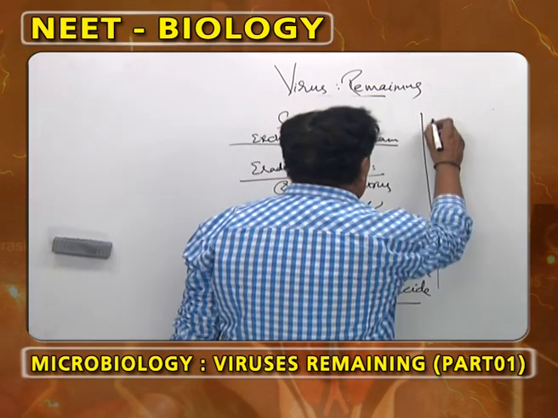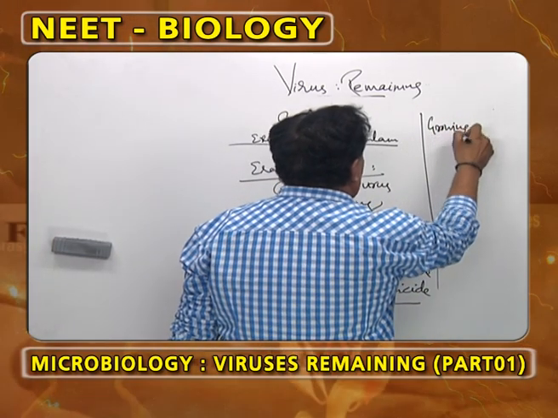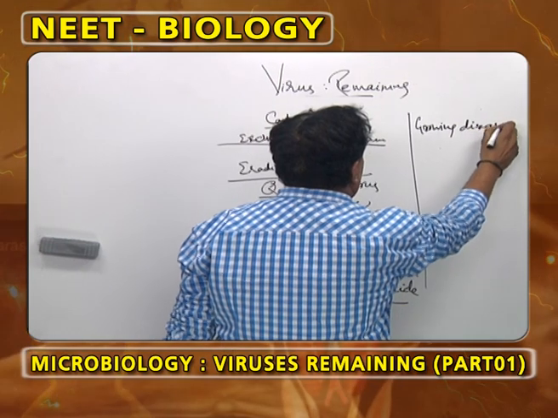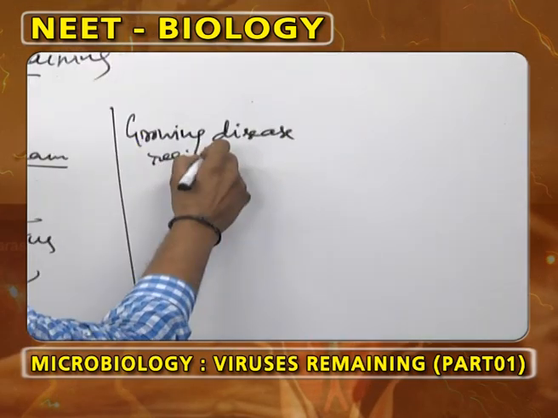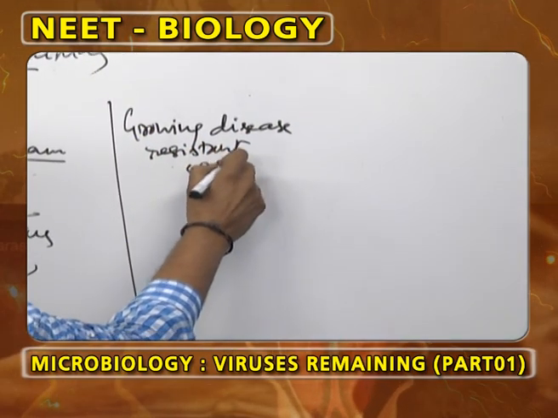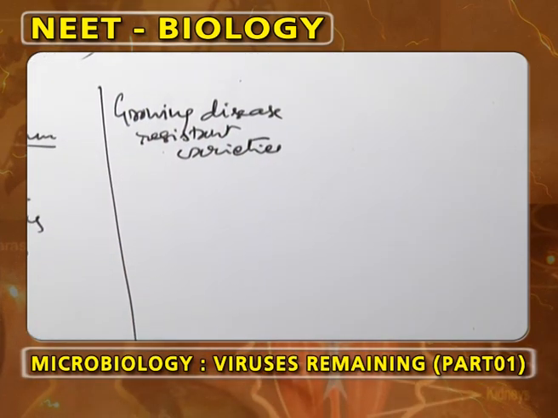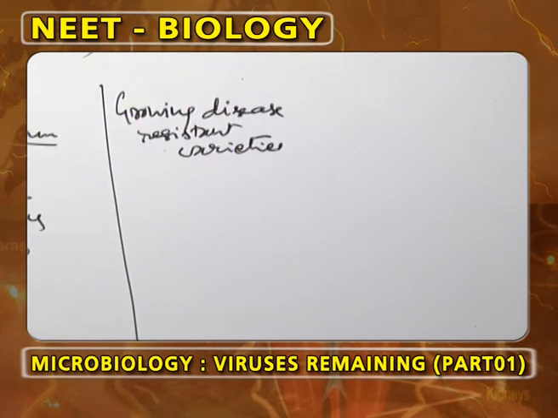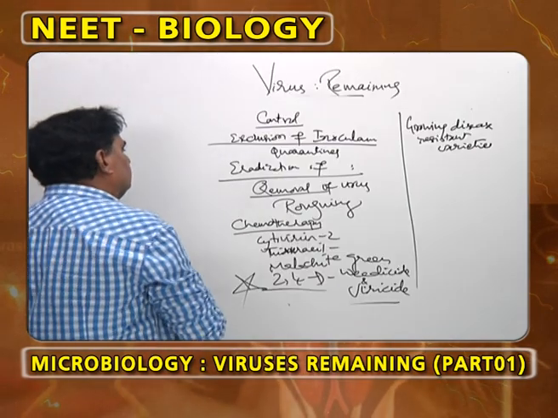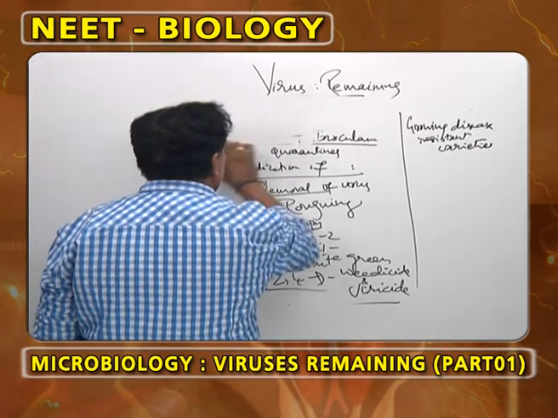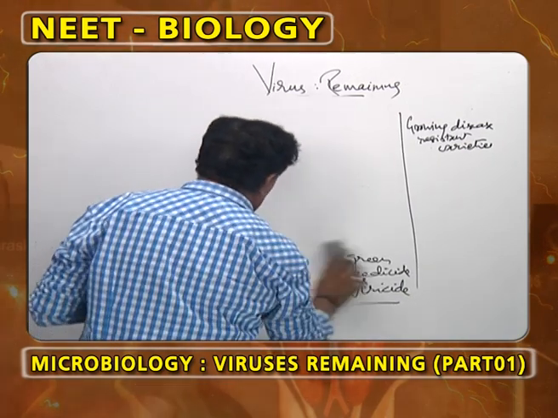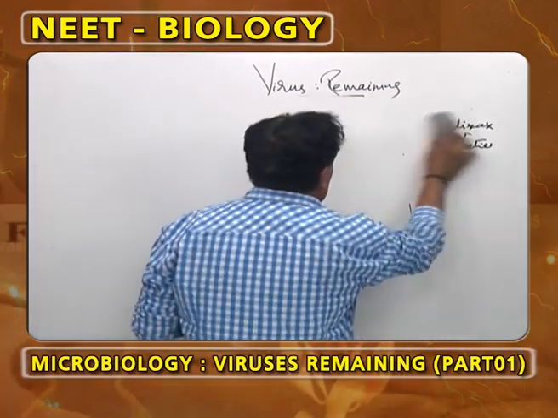Now, finally, growing disease resistant varieties. Whenever disease resistant varieties are grown, then new plants will not get the disease. So, the best method to control any viral disease is growing disease resistant varieties. These are some of the control measures of viruses.